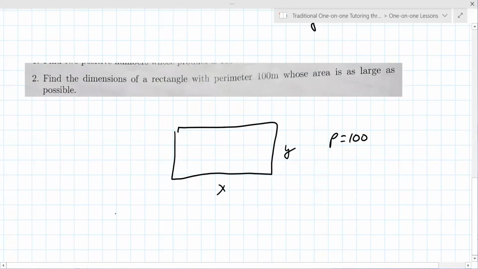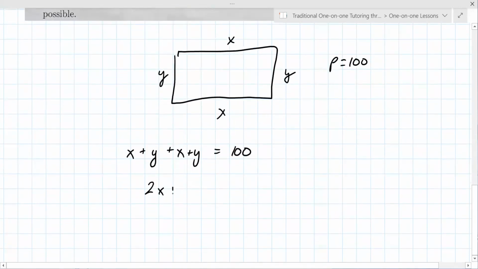So there's always a constraint equation. So the constraint is that x plus y plus x plus y, because that's the other part of the fence, equals 100. Right. So 2x plus 2y equals 100. Okay, that's your constraint equation. Now we're trying to maximize the area. The area is x times y.